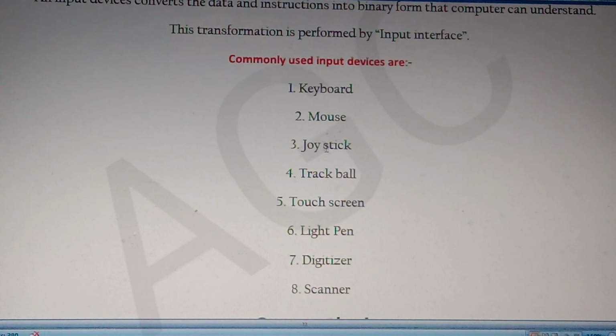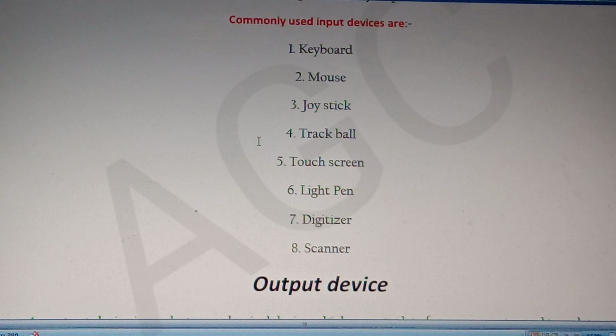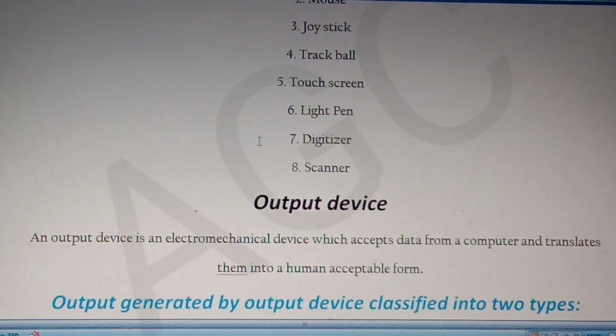Now, the commonly used input devices are here, I wrote here: keyboard, mouse, joystick, trackball, touchscreen, light pen, digitizer and scanner. So these are all the input devices. In the next class we are going to discuss them in detail: what is a keyboard, how many keys are in the keyboard, what are the uses of the keyboard. We will discuss that in a later class. Here we are just introducing what output and input devices are.